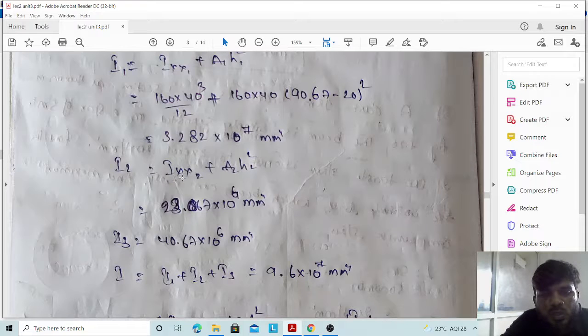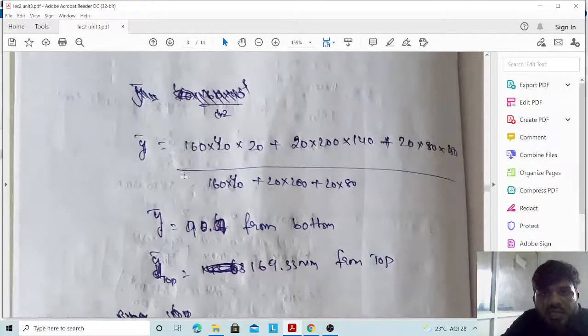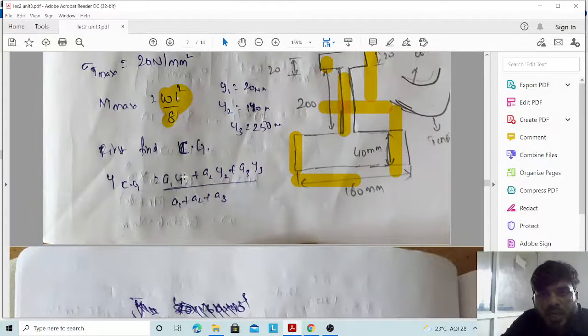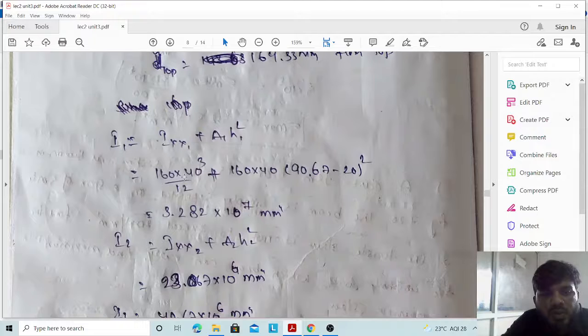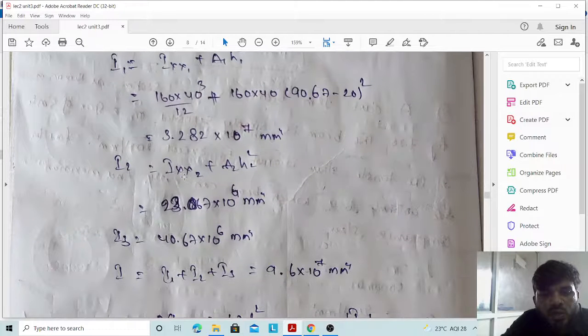Similarly, I2 equals Ixx2, the moment of inertia of section 2 about its CG along the x axis, which is BD cube by 12. The length you are cutting here is 200, so it will be 100 cube into 10 divided by 12, plus A2 into h2, where h2 is the distance: 90.67 minus the y2 value of 140, the whole square. So you will get the answer.